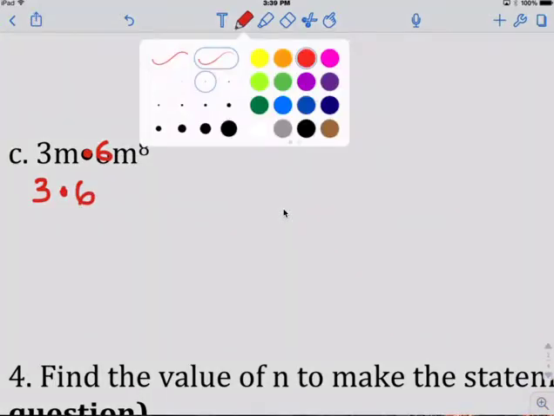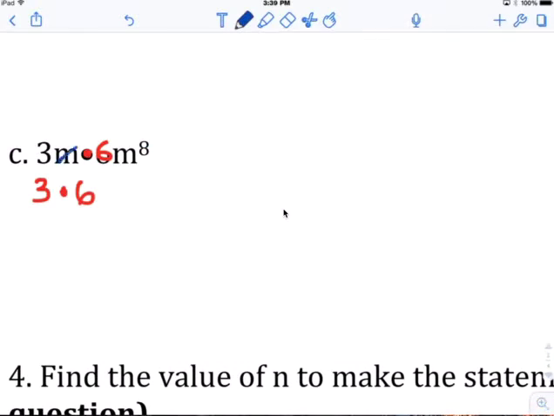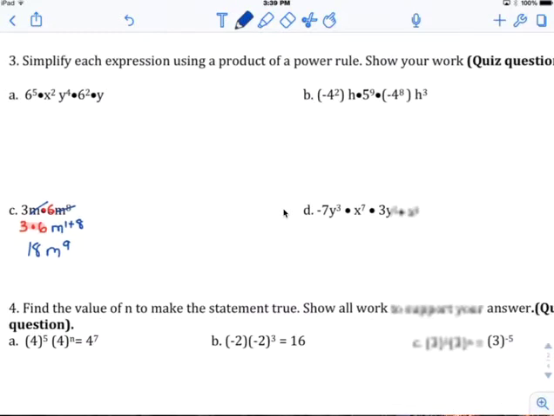M, there's 1 M here, so M to the first. There's 8 M's there. Add it together. So these two, 3 times 6 is 18, M to the 9th, okay?